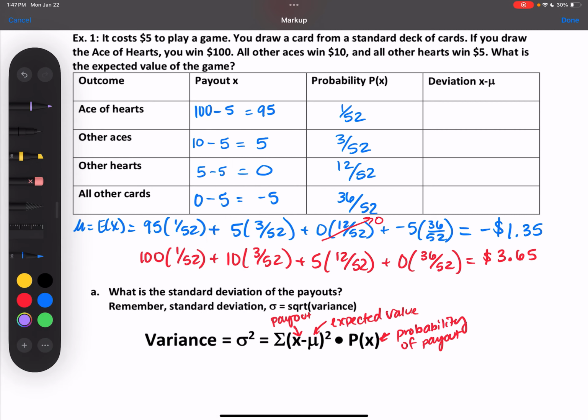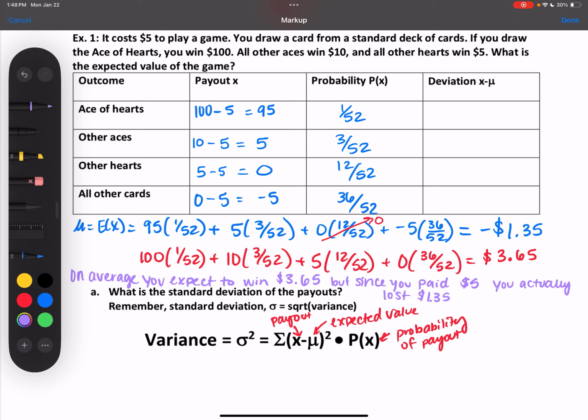All right, so on average, you expect to win $3.65, but since you paid $5 to play, you actually lost $1.35, on average, obviously. Now, if you pay $5 and you win $100, good for you, bud. Do it again. But your probability of doing that is pretty slim.